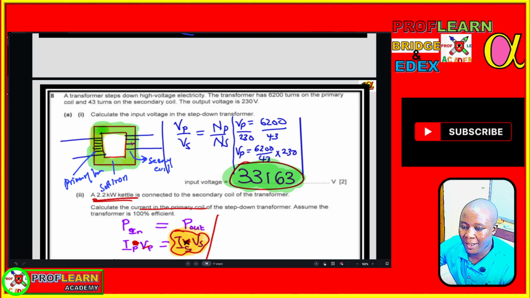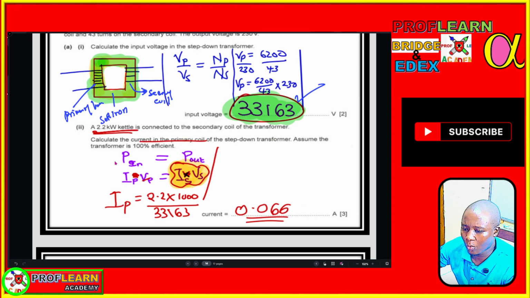The turns are made of copper, because copper is a good conductor. Iron is used here because it is a soft magnetic material. It can be easily magnetized and demagnetized. So if you are asked a question like this, you need to remember the formula: voltage in the primary coil over voltage in the secondary coil is equal to number of turns in the primary coil over number of turns in the secondary coil, so that you can substitute and get your answer there.